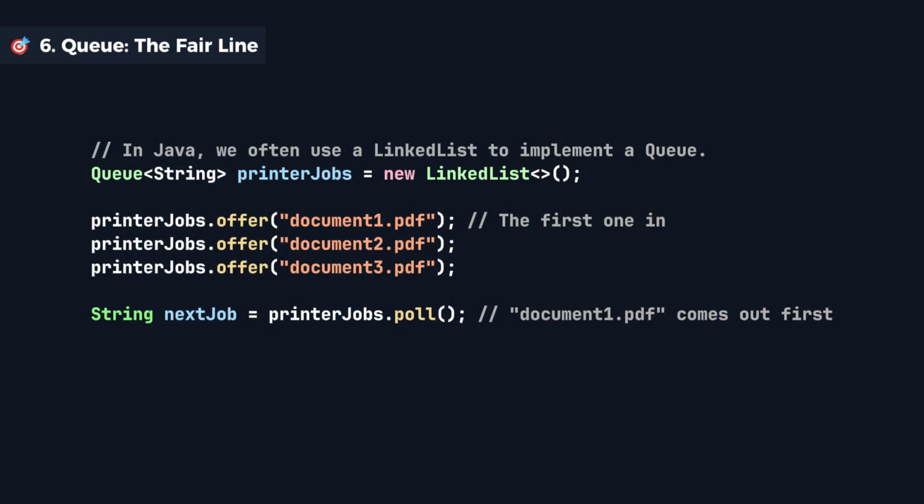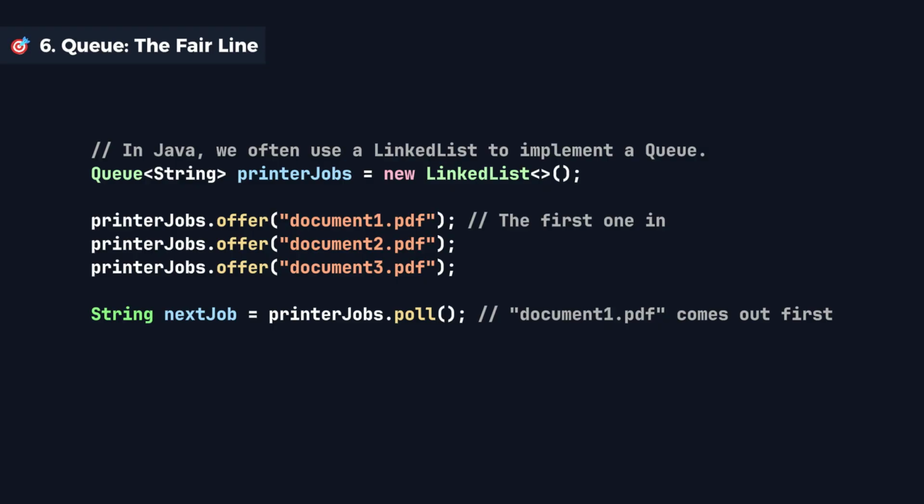This structure is ideal for situations that require tasks to be done in the order of their arrival, such as printing jobs sent to the printer. For example, we create a printer job queue, and we send document 1, then document 2, then document 3 to our printer. When we run the first job on our printer, the first job will be document 1.